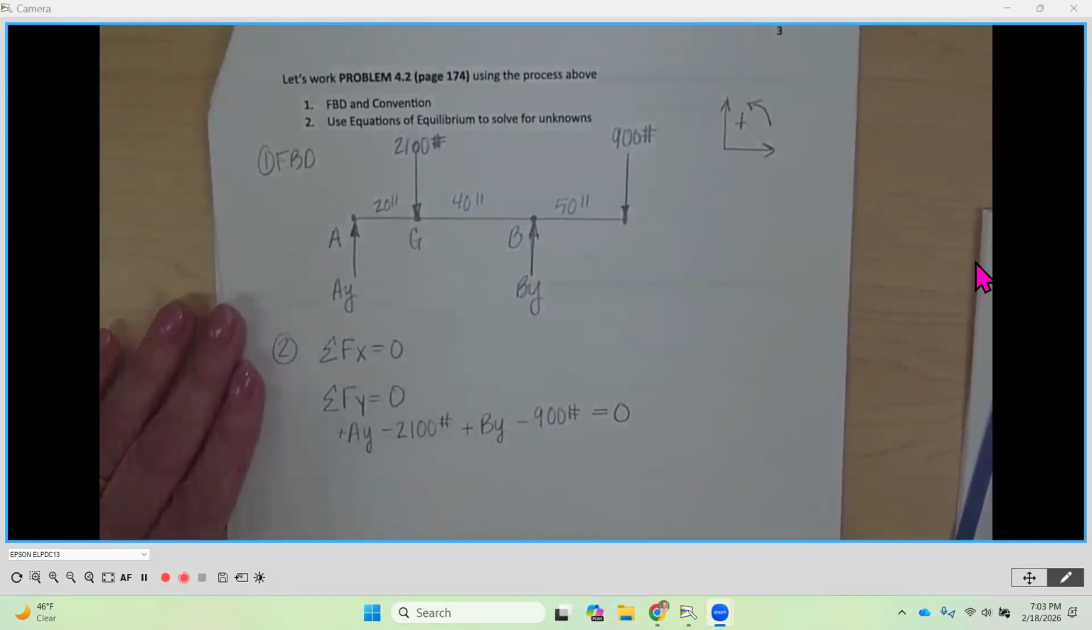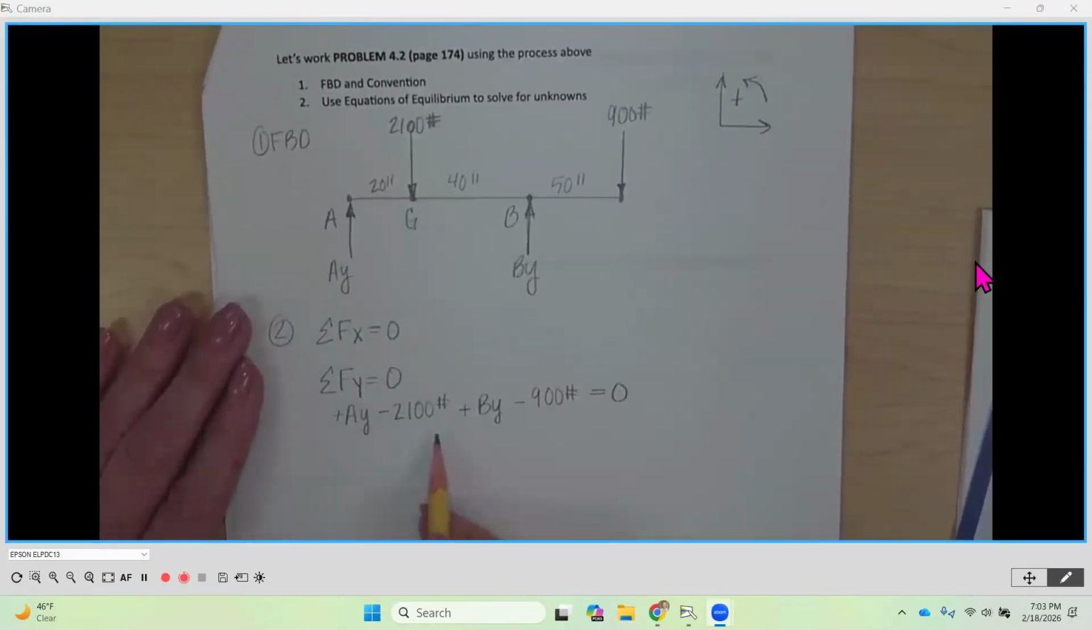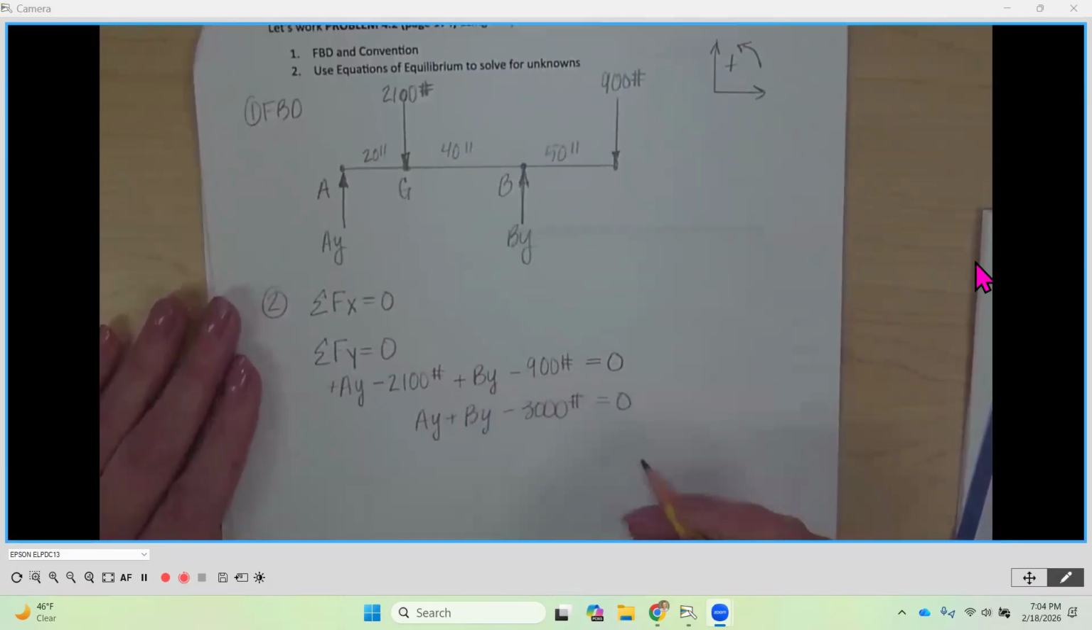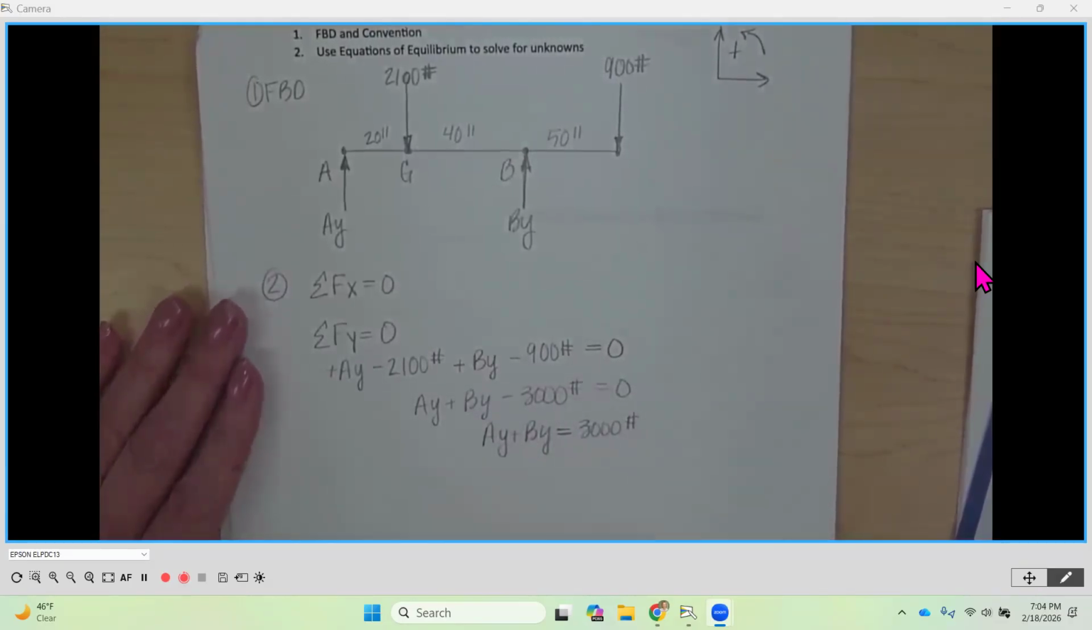So now I have an equation. I have two sides and I have an equal sign. So now I want to combine what I can and then see what I have left over. So I can combine the 2,100 and the 900, right? And that would be 3,000 pounds, right? So I would say AY plus BY minus 3,000 pounds is equal to 0. I can move my 3,000 to the other side, so I can say AY plus BY is equal to 3,000 pounds. But that's as far as I can go, right? Because I have two unknowns, right?